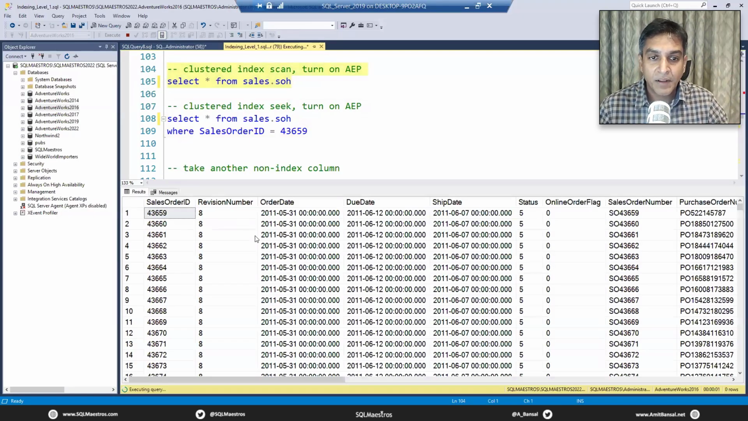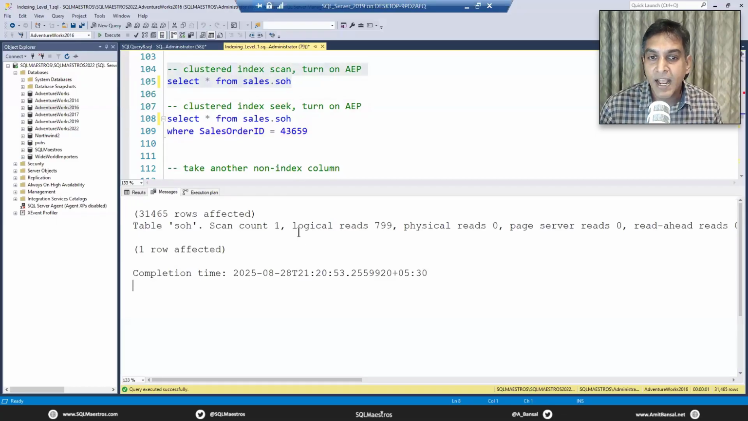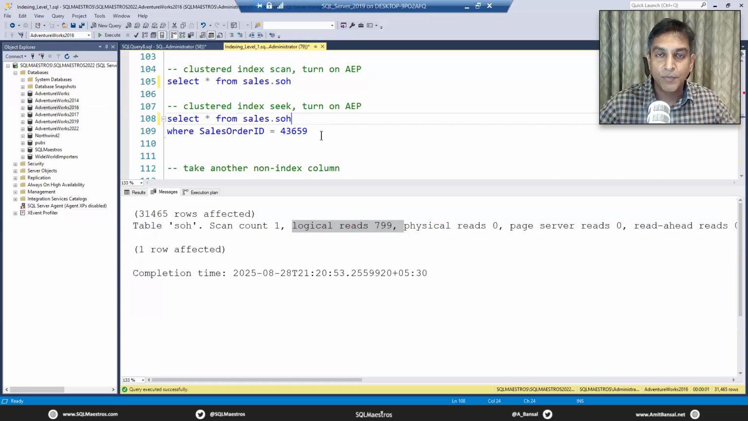You have this clustered index scan, jump over to the messages, and you can see that all the pages are being touched. About 800 pages, which means because it's a scan, the storage engine, the optimizer, is touching all the pages on the disk. But that is not what you really want out of an index. You want a seeking operation, which is traversing the index from the root page to the intermediate page and to the leaf level. So when you say select star from sales order header where order ID is equal to some number, you know that the clustered index is on sales order ID.